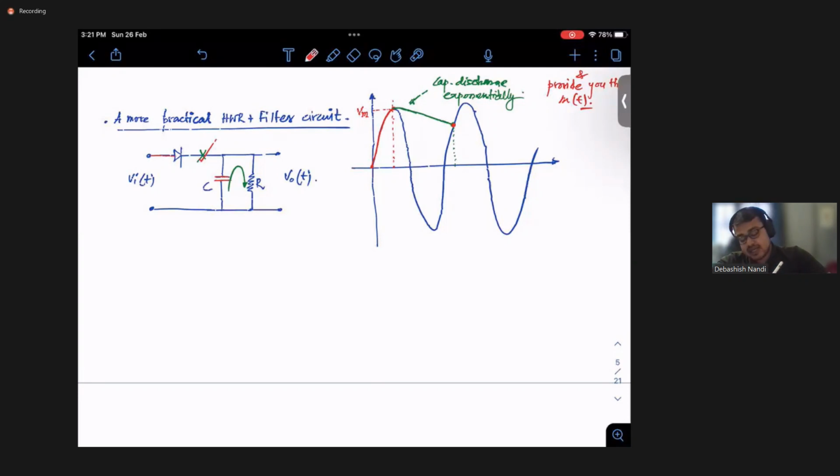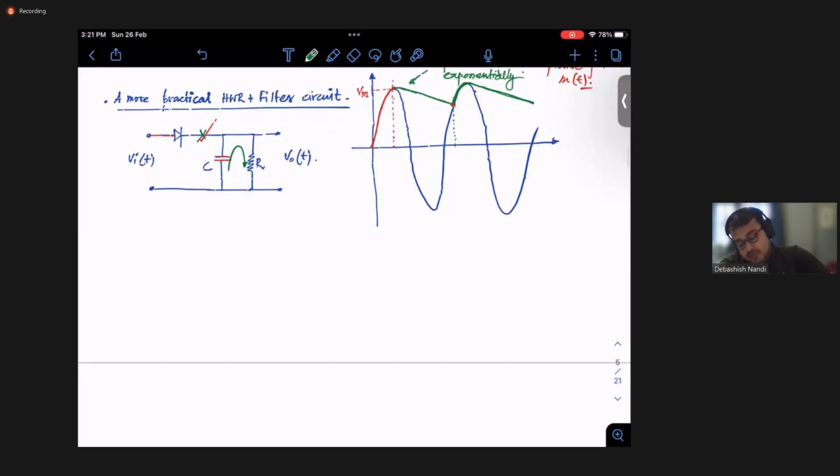Do you see in the charging path there is no resistance, right? So the capacitor will immediately start to follow the input voltage. It will again start to follow the input voltage, and again when the peak is reached, it will start to discharge. Okay, so your waveform in practical sense will look like this.